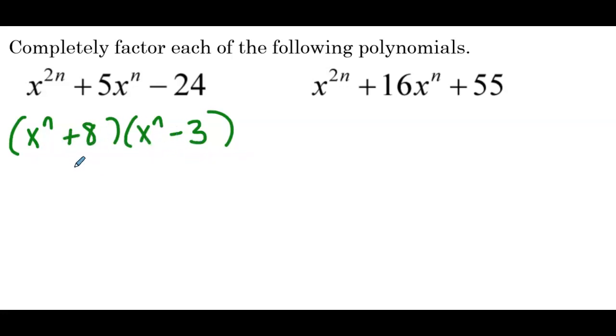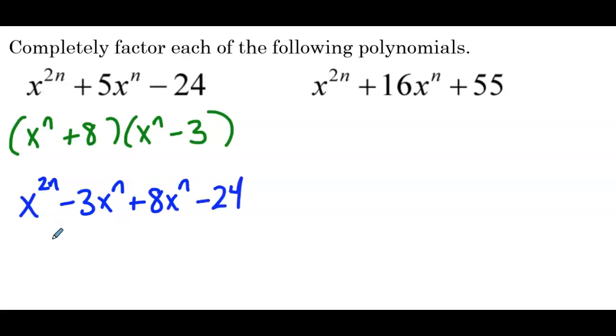If we distribute everything out, we would get our original polynomial. Let's do it. That's good practice. So x to the n times x to the n would be x to the n plus n, which is 2n. Then we'll have minus 3x to the n plus 8x to the n minus 24. So we have x to the 2n plus 5x to the n minus 24.